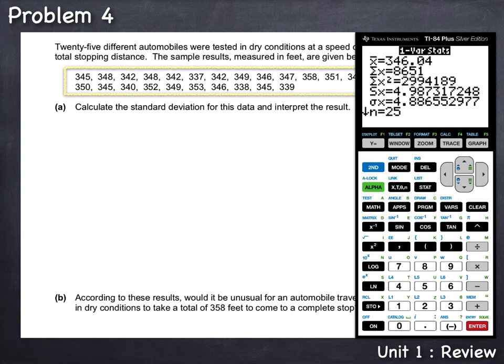Here, to find the standard deviation, we have to know whether the data we have is a population or a sample. So the data we have here are sample results. That is, the 25 data values we have didn't come from 25 automobiles that were the entire population. Instead, these 25 automobiles were just a sample, some of the automobiles in the larger population. The sample standard deviation is denoted by S sub x.